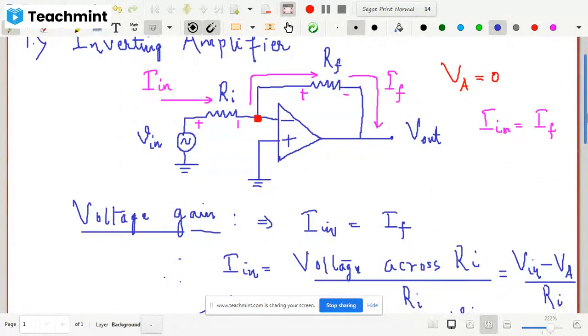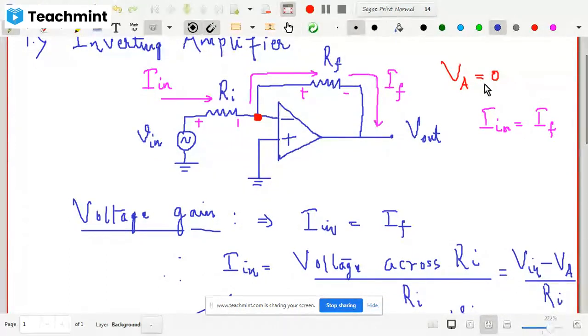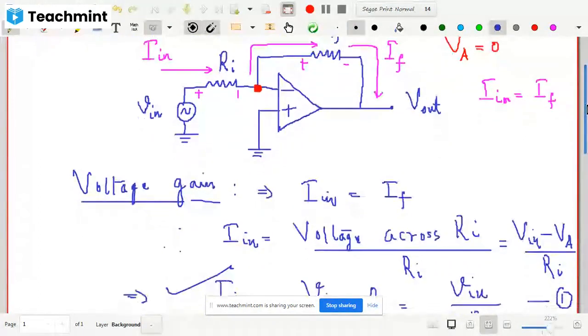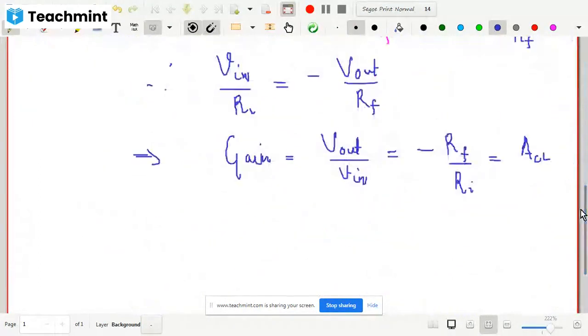The other point is that we can design this inverting amplifier for unity gain also. Then what would be the value of these two? If I want the gain to be 1, then R_F should be equal to R_i.